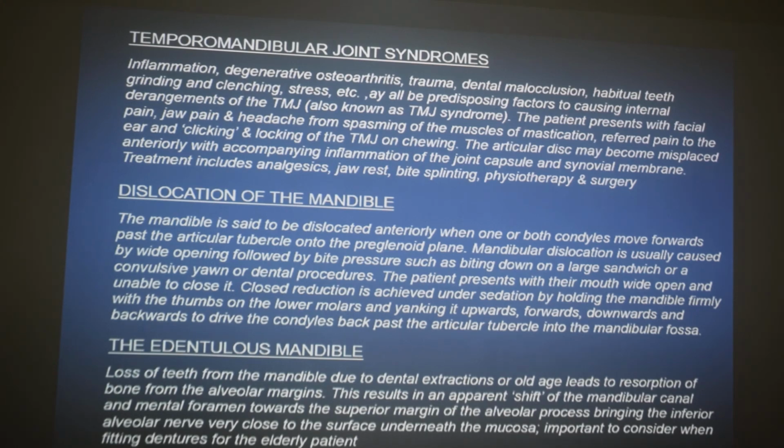And edentulous mandible we have already talked about. When you have lost teeth in the older patient, there is resorption of the mandibular bone. So that is called the edentulous mandible.